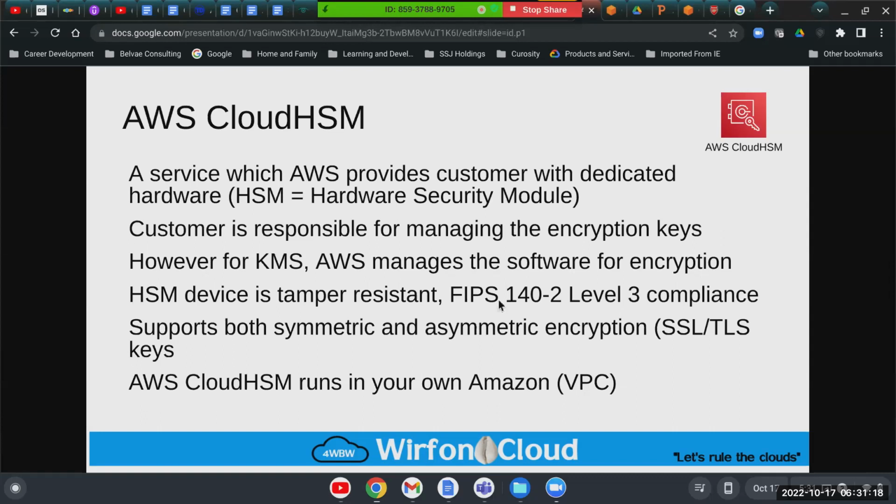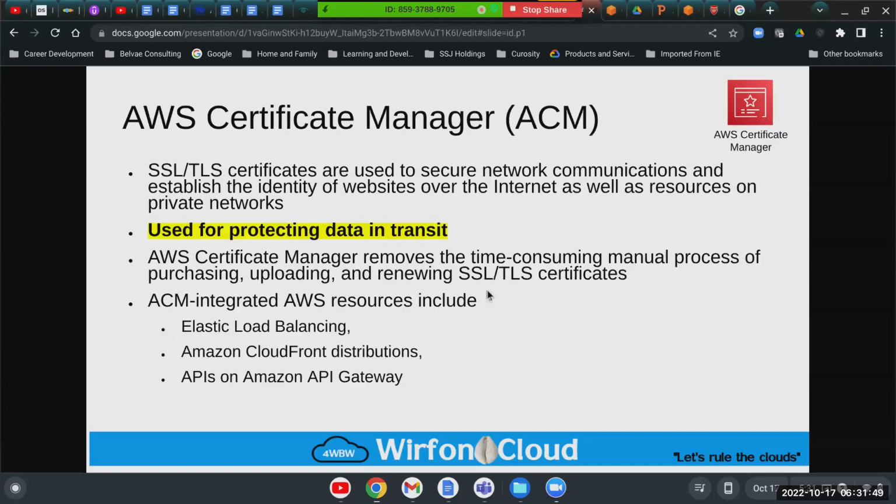So a Cloud HSM runs in your Amazon VPC. Once it's put inside your Amazon VPC, it encrypts everything which is inside your Amazon VPC, right? So this is actually a piece of hardware which is dedicated solely for the customer when you request it. Of course, it has an expense. It's not something which is free of charge.